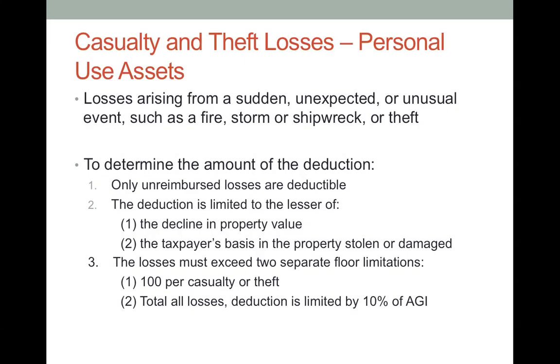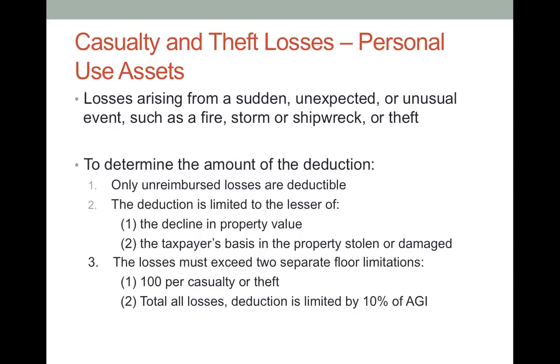Okay, so you need to look at that rule to figure out how much you can deduct: the decline in your property value or your basis in the property, whichever is less. Once you determine these amounts, your casualty and theft losses are subject to two separate limitations. The first limitation is that you have to reduce both losses by $100. This gets rid of a lot of little damages or little thefts.